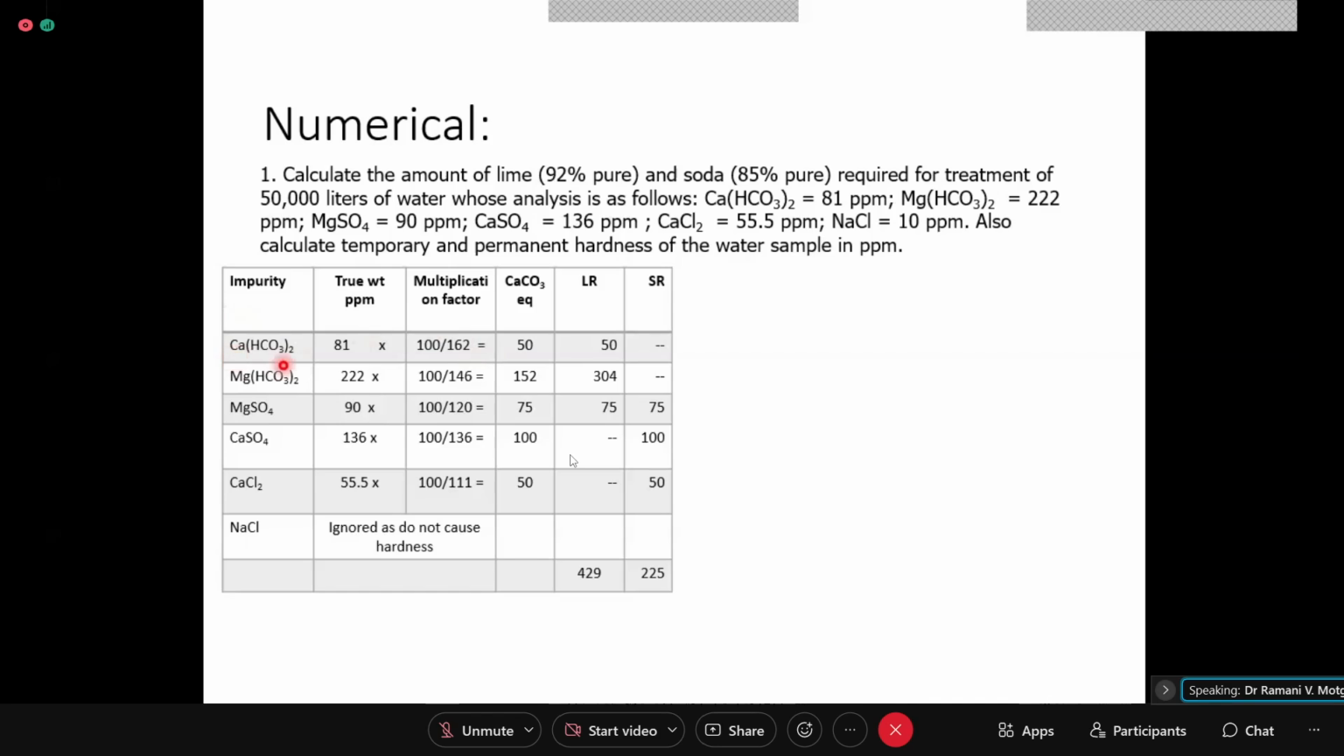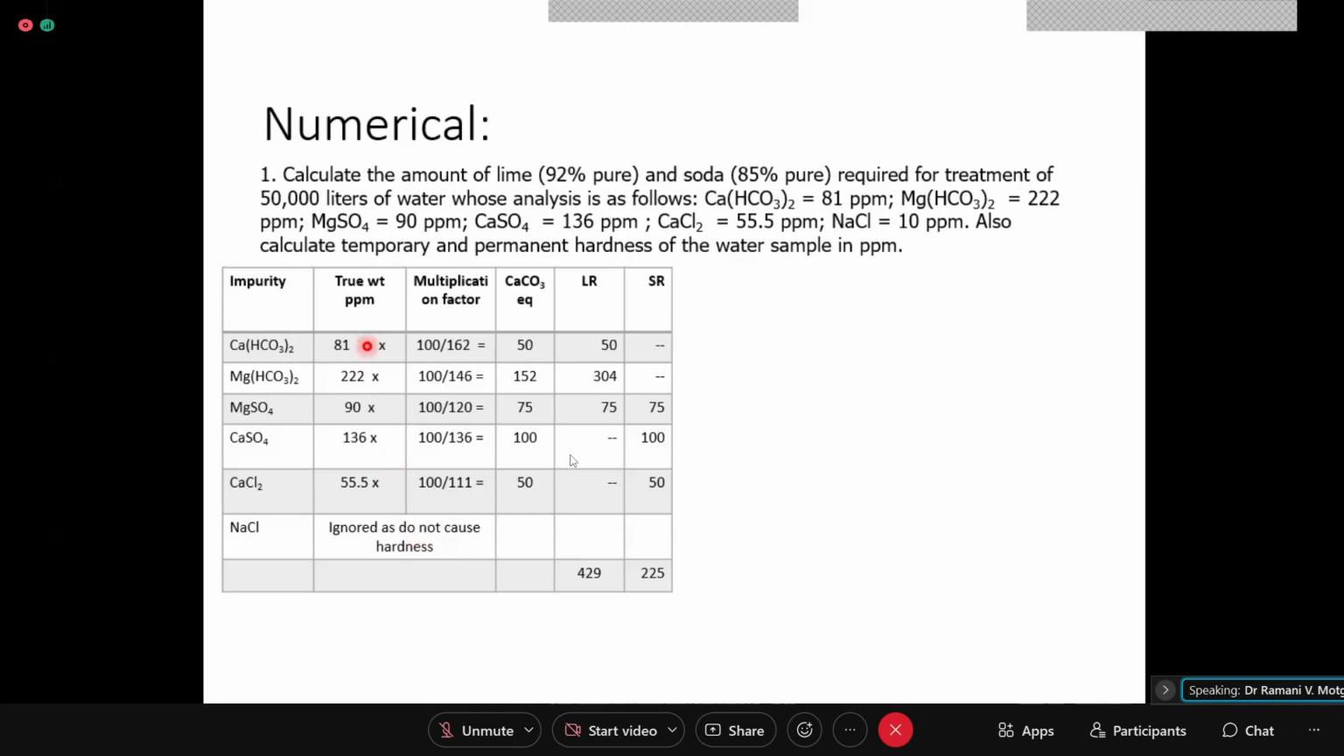This is 40 and this is 61. So 61 into 2, 122 plus 40, so 162. So this is how you can calculate for the rest of the salts also. Now coming to NaCl, you will write NaCl is ignored as it does not cause hardness. Okay. So this should be written when you solve a numerical.